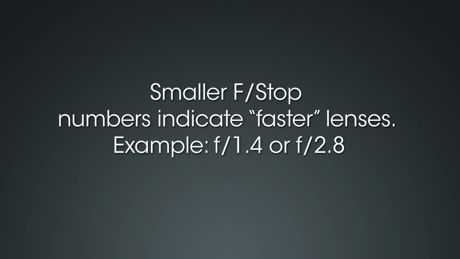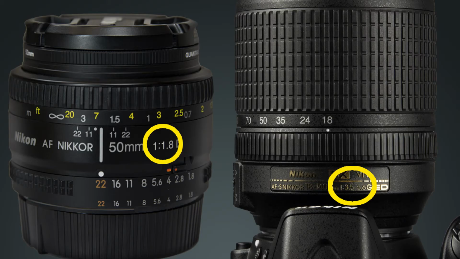When shopping for a lens, you'll notice that all lenses have a maximum aperture, or f-stop. Smaller numbers like f1.4 and f2.8 are considered to be faster lenses because they allow a lot of light into the camera. If your lens has a range of apertures, note that the largest aperture can only be used at the widest focal length. This is how the aperture or aperture range is indicated on a lens barrel.